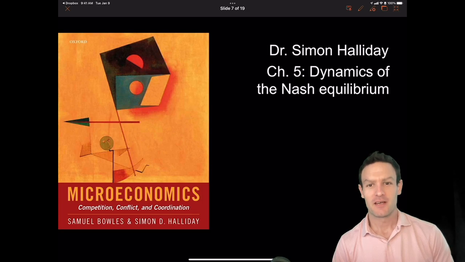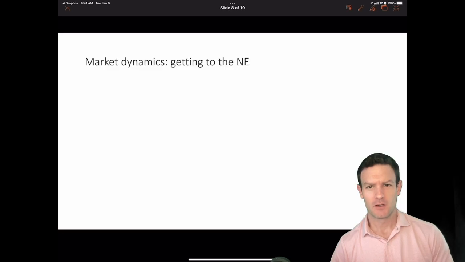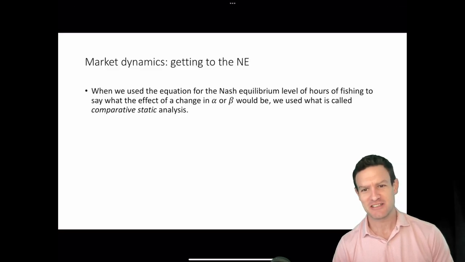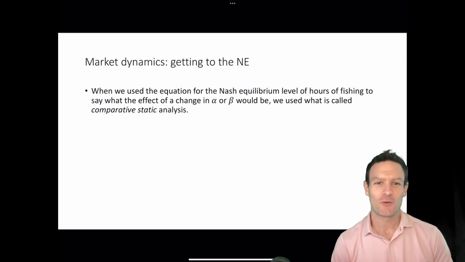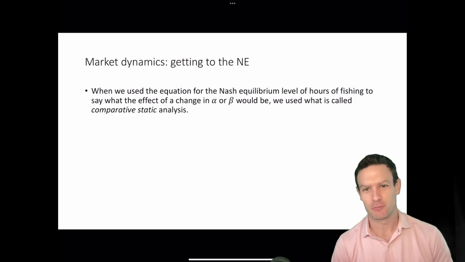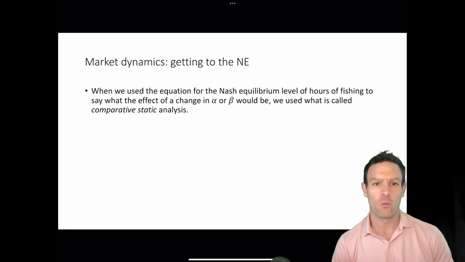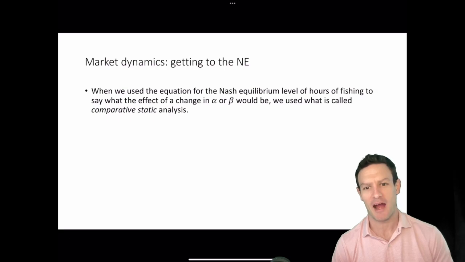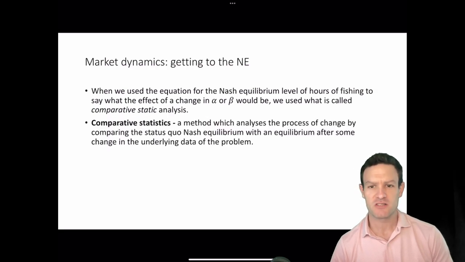Hello everyone. Here we're going to be talking about the dynamics of the Nash equilibrium. So, in terms of getting to the Nash equilibrium and the market dynamics of how that operates, when we think about the equation for the Nash equilibrium as number of hours of fishing, which we'll look at in a second, we say that what the effect of a change in alpha or beta would be, we use what is called comparative statics.